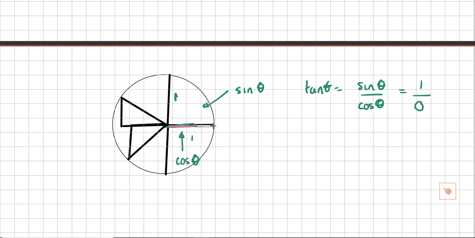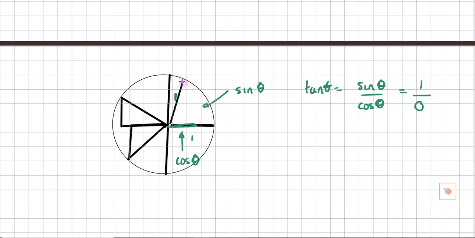Oh, 90. So sine is 0 and cosine is the length of the line, isn't it? So 1. So 0 divided by 1 is zero.